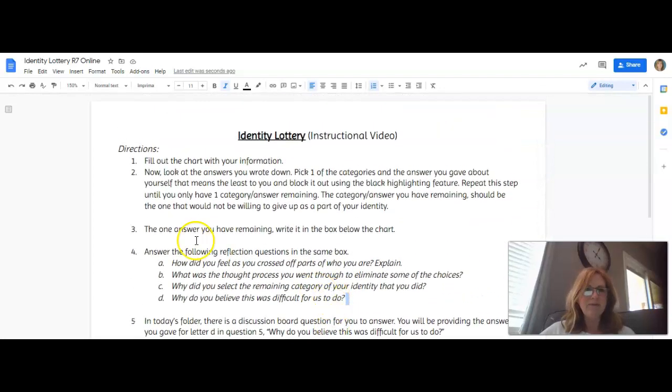All right, so that's the first part. Now look at the answers you wrote down. Pick one of the categories in the answer you gave about yourself that means the least to you, and block it out using the black highlighting feature. Repeat the step until you have only one category or answer remaining. The category answer you have remaining should be the one that you would not be willing to give up as a part of your identity.